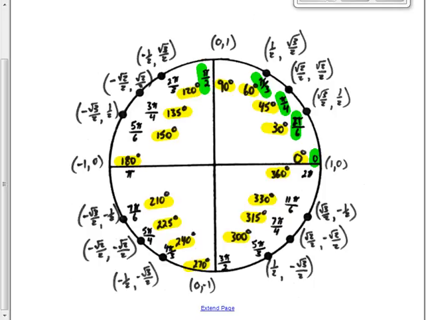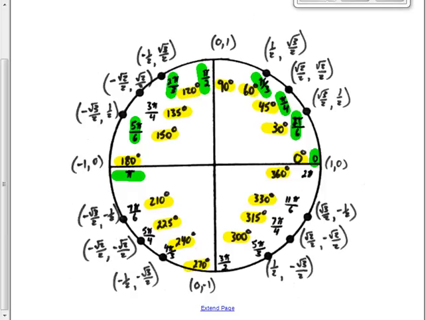Let's go around by 30 degrees here. If I go up 30 degrees, I'm at pi over 6. Up another 30 degrees, I'm at 60 degrees, so that's 2 pi over 6. Another 30 degrees, I'm at 90 degrees, that's 3 pi over 6, or pi over 2. Another 30 degrees, I'm at 4 pi over 6, which reduces to 2 pi over 3. Another 30 degrees, I'm at 5 pi over 6. Another 30 degrees, I'm at 6 pi over 6, which reduces to just pi.